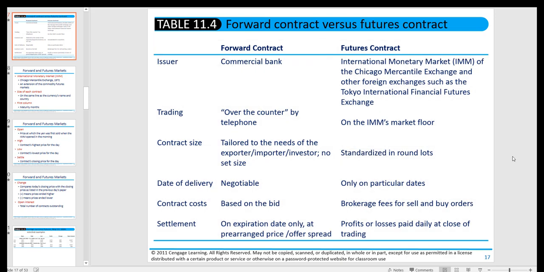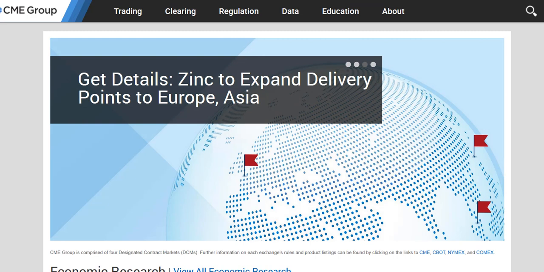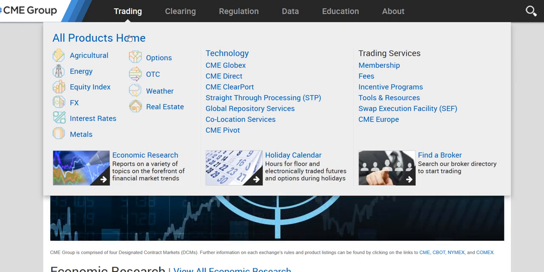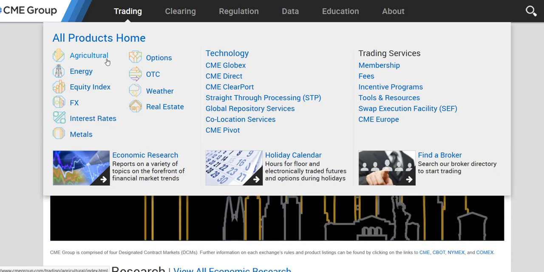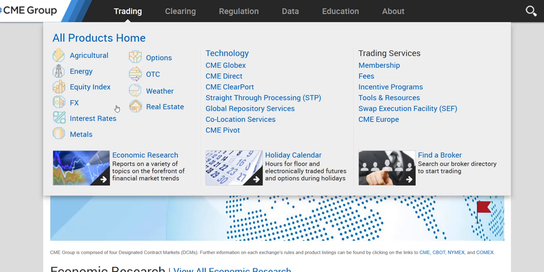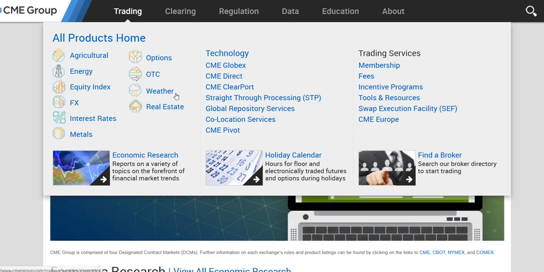Let's look at the Chicago Mercantile Exchange for a real-world example. So we are at the Chicago Mercantile Exchange. The link is also provided below your video. And there are many different sub-markets. You can trade futures contracts in agricultural commodities, energy, equities, foreign exchange. That's what we are interested in. You can also make bets on interest rates, metals, options, even the weather.